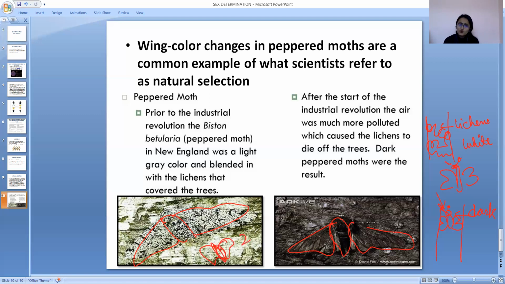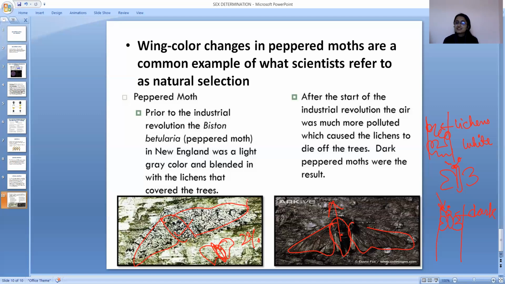लेकिन ब्लैक कलर की मोथ, कुछ ब्लैक कलर की मोथ है जो पहले दिख जाया करती थी और उनकी पॉपुलेशन सिर्फ 2% अराउंड थी. लेकिन after the process of industrialization, these species start increasing their number because they start reproducing, because they can survive and camouflage them in a dark bark, while the white peppered moth is not able to camouflage them anymore and they get eaten by predators.